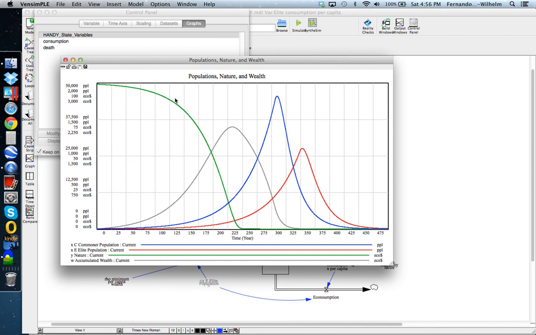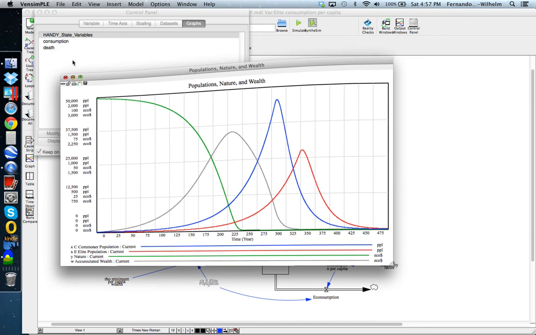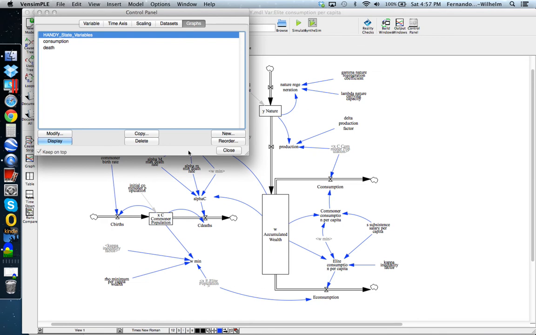But what happens is that once nature goes away, the existing population of commoners and elites deplete the wealth. They eventually die away as well. So this is an unsustainable scenario that you can see. And let me get out of this.